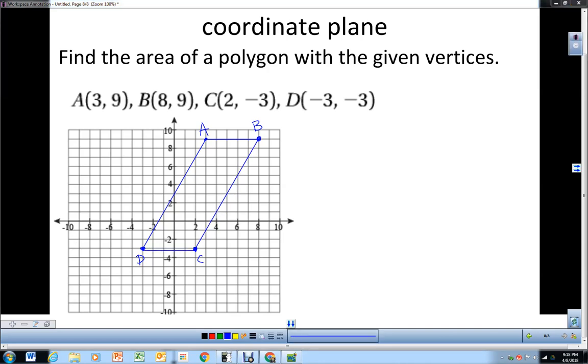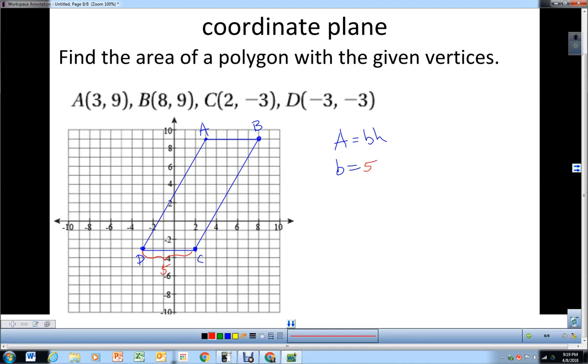Now, once again, this is a parallelogram, so we have area is equal to base times height. Our base, this is going to be the distance from here to here. So, distance from here all the way to here. We're at 2 over here on this side. We are at -3 over here, so that gives us a total of 5. So our base is going to be 5.